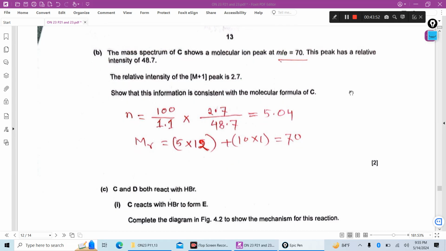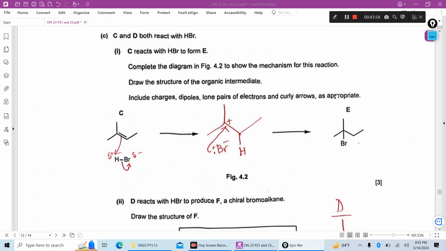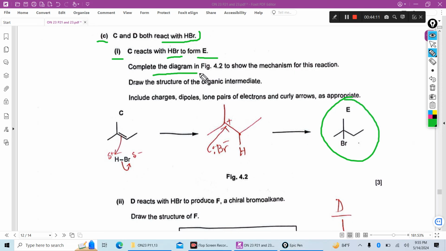Next, this is the electrophilic addition reaction mechanism of an alkene. Now C and D both react with hydrogen bromide. C reacts with hydrogen bromide to form E. Complete the diagram to show the mechanism of this reaction. Draw the structure of the organic intermediate. This is the intermediate.